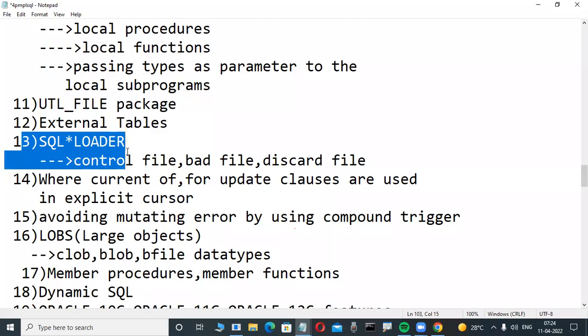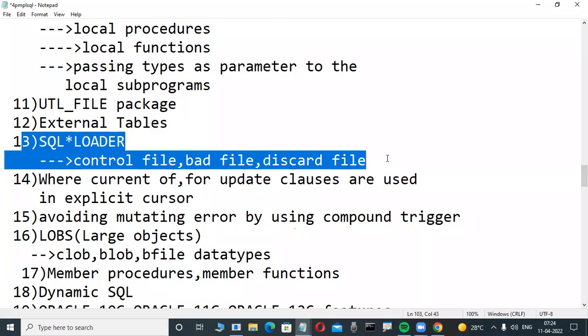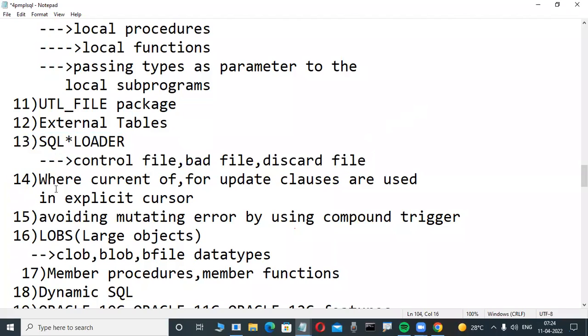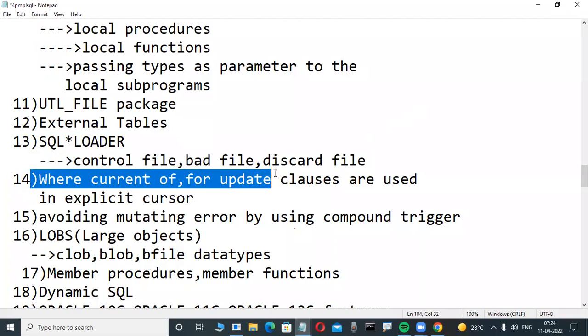SQL Loader is a tool. In olden days administrators used it; nowadays SQL developers and PLSQL developers also use it. Through the tool, we retrieve data from a flat file into the Oracle database. Again, there are specialized clauses for locking mechanisms: FOR UPDATE and WHERE CURRENT OF clauses in every database.